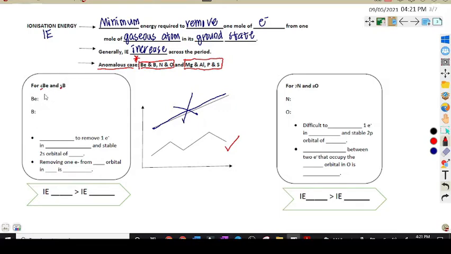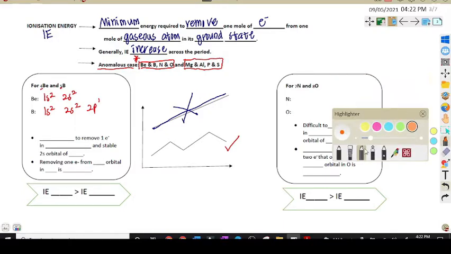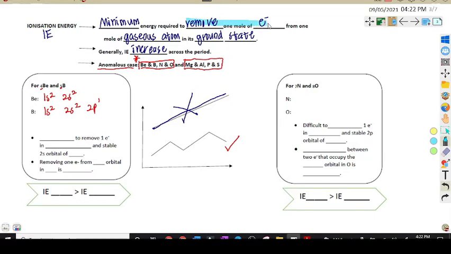Beryllium would have 1s2, 2s2. And boron would have the electron configuration of 1s2, 2s2, and 2p1. So remember the IE is about removing 1 mole of electrons, so we're going to form an ion with a positive charge. In short, we're going to form a cation. Which element between beryllium and boron would be more difficult to remove an electron from? That would be the case for beryllium.